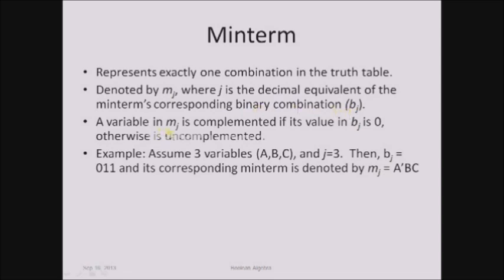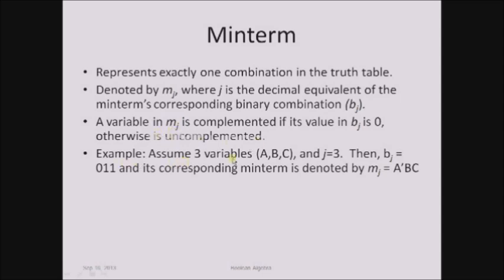mj is a product term. A variable in mj is complemented if its value in bj is 0, otherwise it is uncomplemented. So the product term contains variables that might be in complemented or uncomplemented form. If a variable in this product term contains 0, it is represented in complemented form, and if it contains 1, it is represented in uncomplemented form.